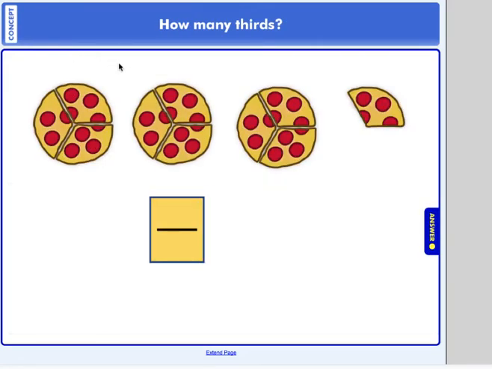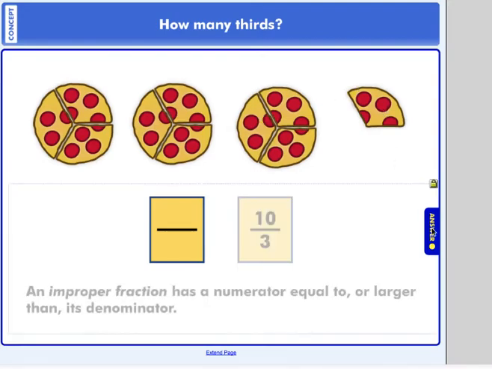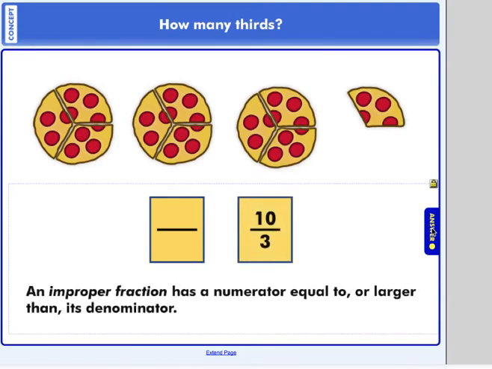Now, take a look at this picture. How many thirds do you see? Okay, now we're not going to think about a mixed number with a whole number part and a fraction part. We're being asked how many thirds. Well, it takes 3 thirds to make each whole pizza. So I've got 3/3 plus another 3/3, that's 6/3, plus another 3/3, that's 9/3, plus one more third. So if you thought 10/3, you're absolutely right.